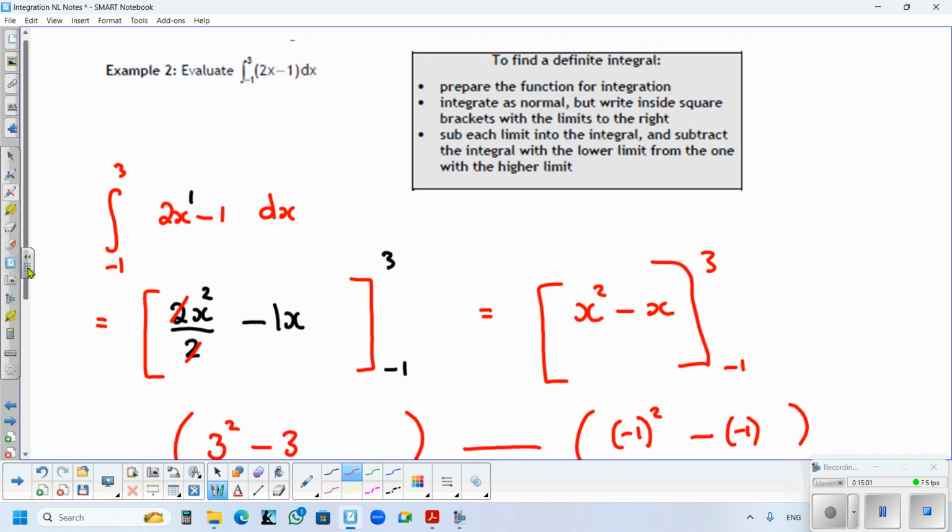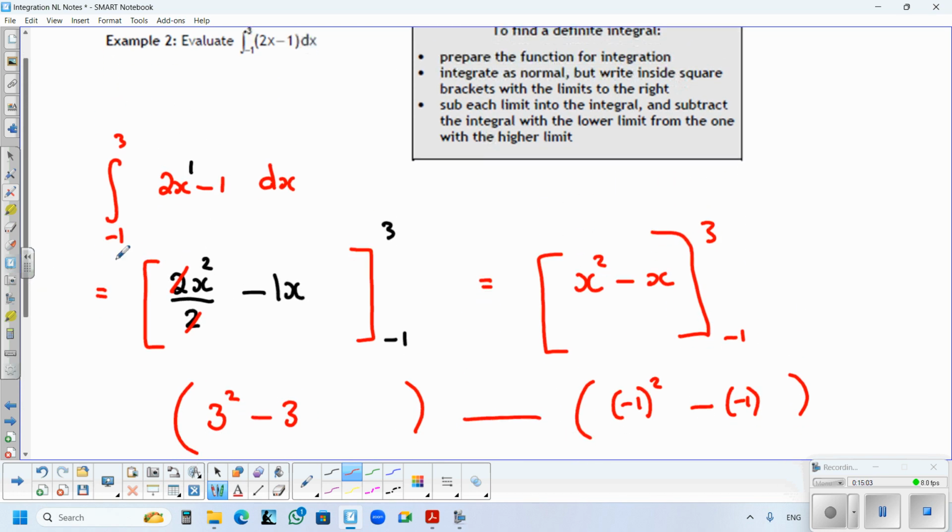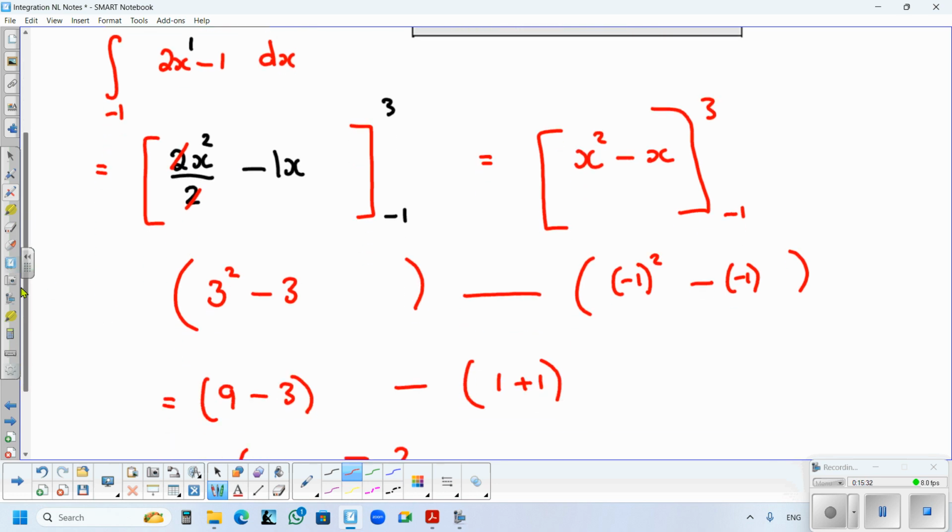So to recap, what we do is we take our integral as normal, we change it from the integration sign into square brackets, and we pull the limits across to the right hand side. So I've taken the integral, so that's why the integral sign's going. So tidy it up. Once it's all tidied up, I had that, which looks a lot better. I substitute 3 into that, I substitute -1 into that, and I take both answers away. And that is called your definite integral.